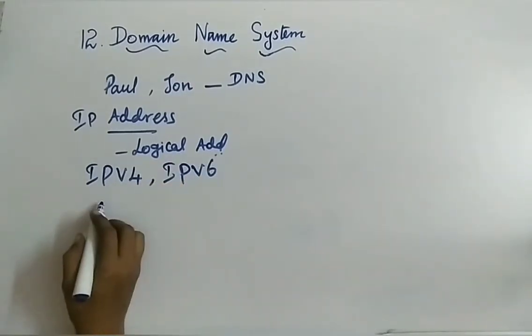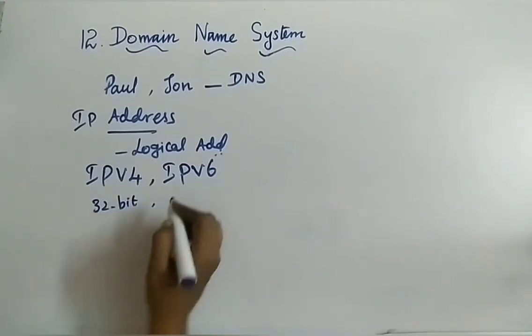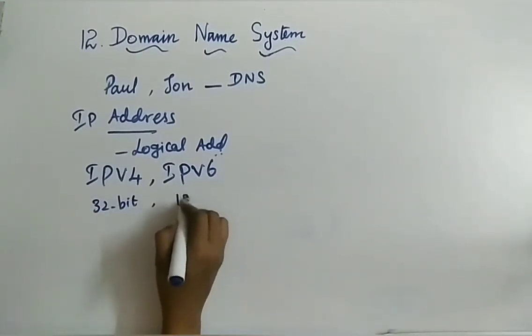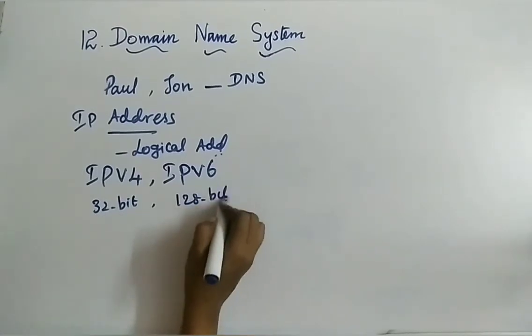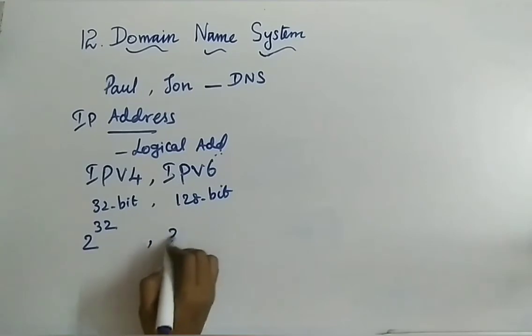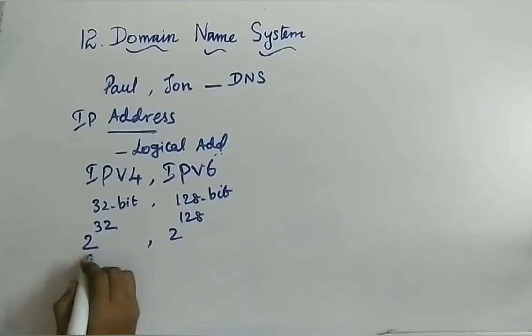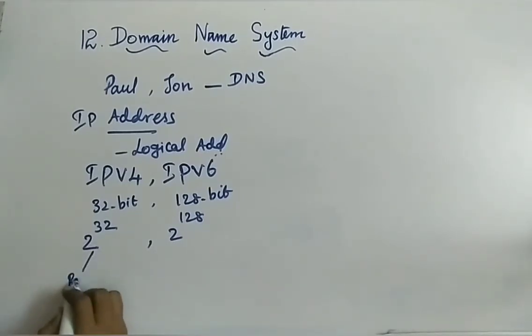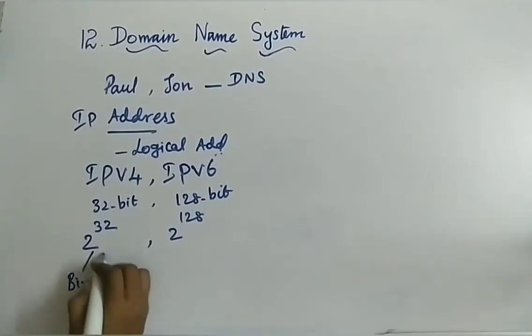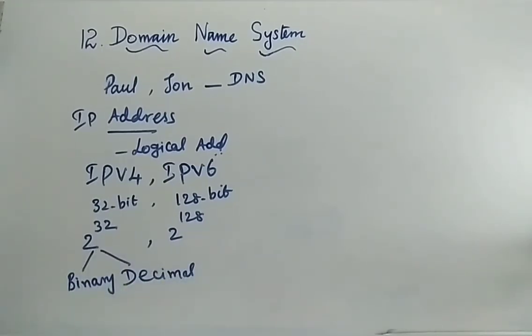IPv4 is 32-bit, and IPv6 is 128-bit. IPv4 can be represented as 2 to the power of 32, and here it is 2 to the power of 128. So each and everything under that we have discussed. Here it is represented in two ways, that is your binary notation, and the next one is decimal. So that we completed in IP address.